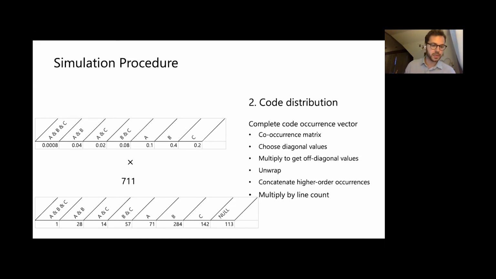So what that's going to produce is another vector that says how many lines have each of these combinations of codes. So in this example, one line for this person has A, B, and C. 28 lines have A and B. 14 have A and C, etc.